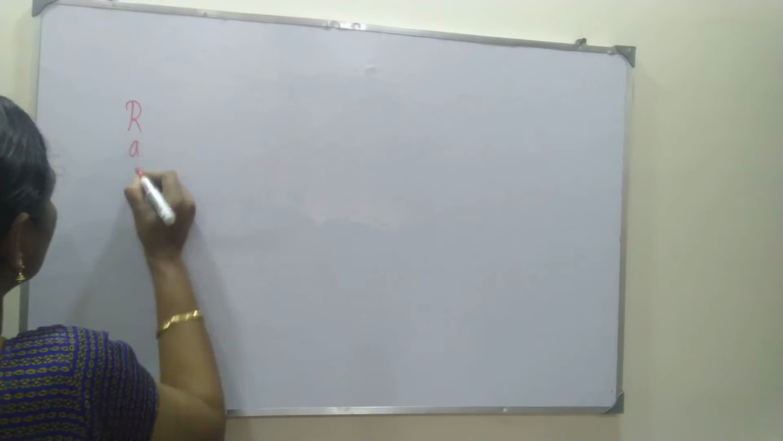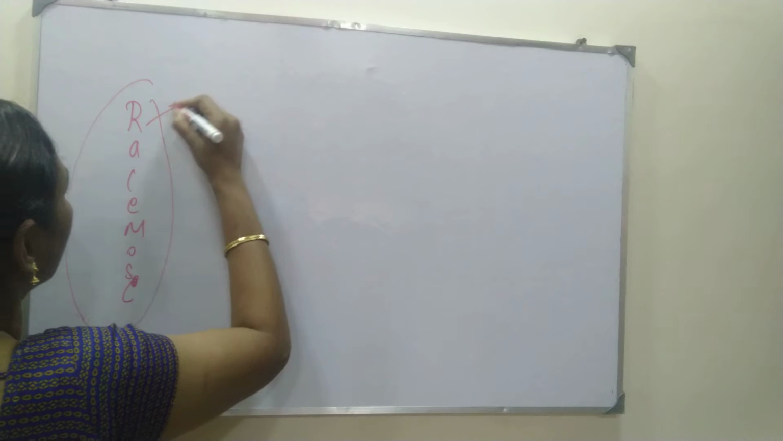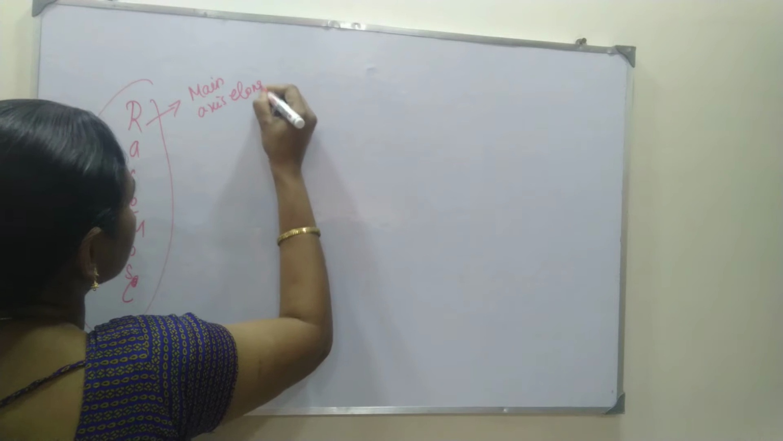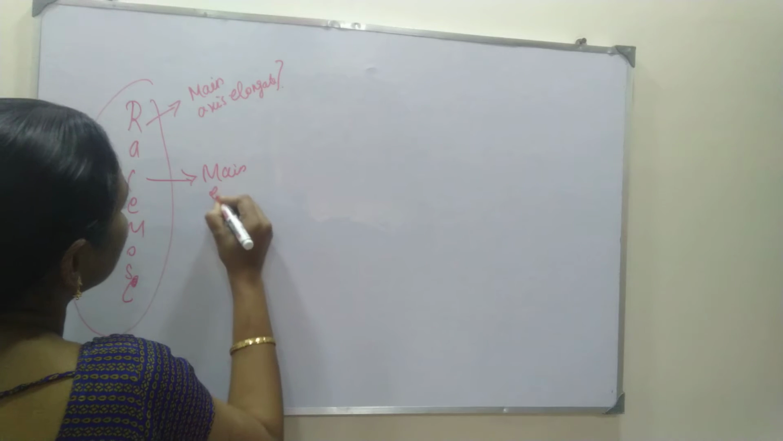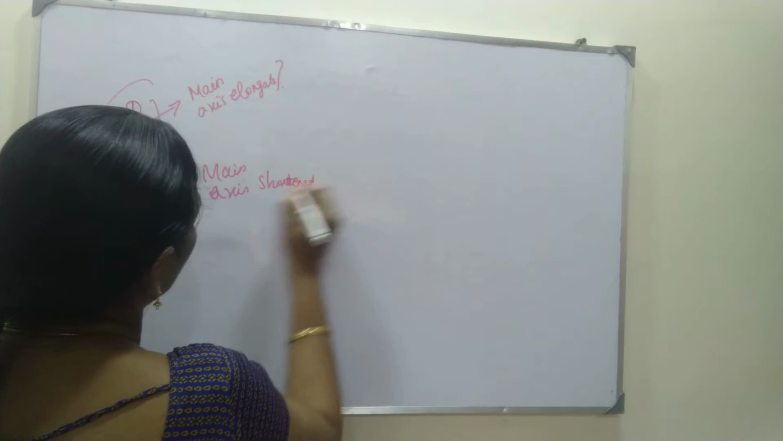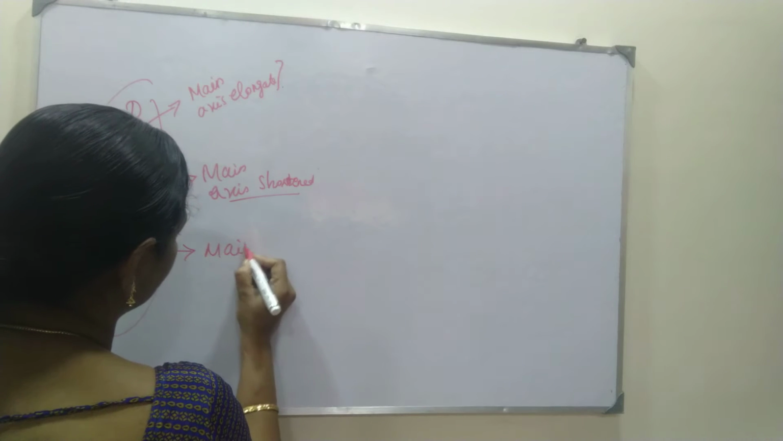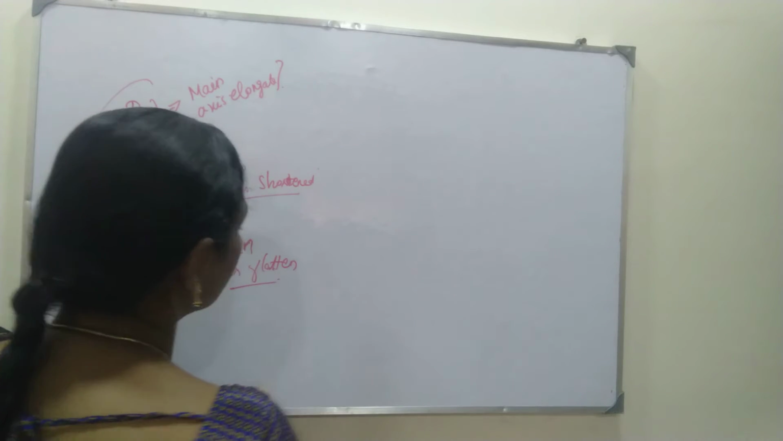Today I am going to explain about main axis shortened. Main axis shortened is also a racemose type only. I have completed the main axis elongated; it's over. Now I am going to explain main axis shortened. Next is main axis flattened. So what is the main axis?